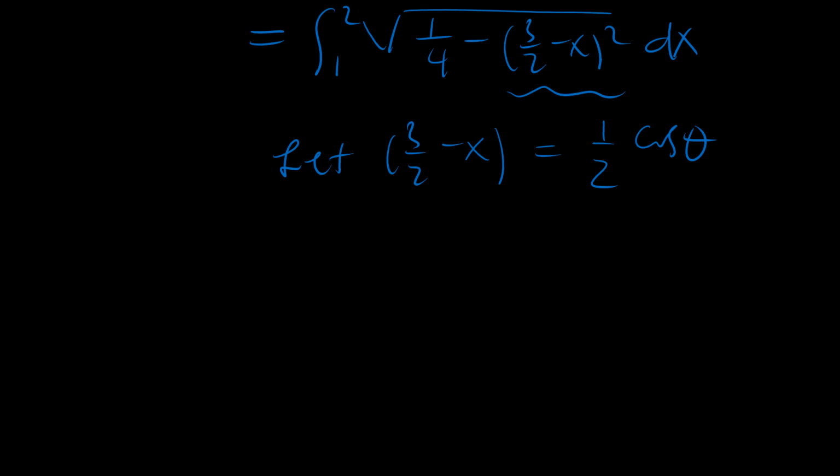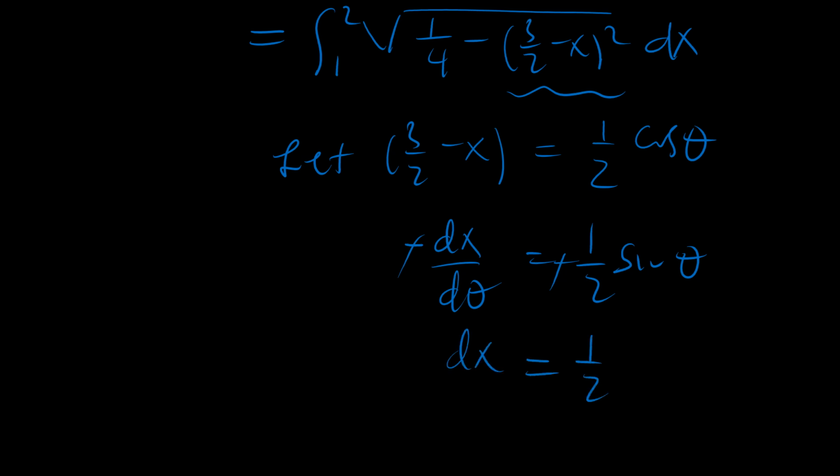We can factor a quarter out, and it becomes easy. So negative dx d theta is equal to negative a half sine theta. So the negatives cancel, and we have dx can be substituted using a half sine theta d theta, right? So let's continue.